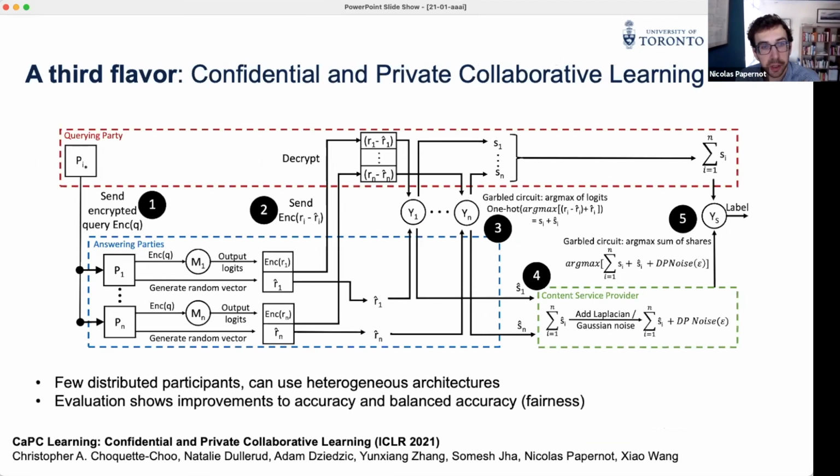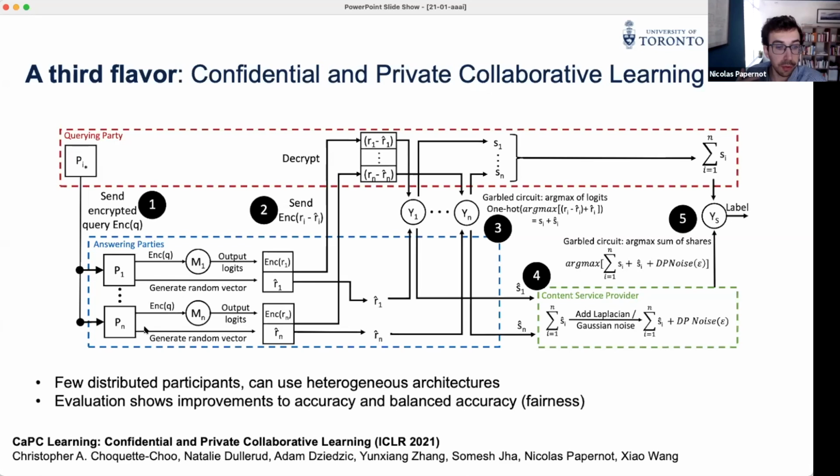One good example of this is the healthcare motivation that I discussed earlier. If you have different hospitals, you can imagine that sometimes patients come in that are unusual compared to the distribution of patients they have seen so far. They might not have the right training data for their model to predict on this patient. So here they are asking other hospitals for their opinion on this specific patient. The data is sent encrypted so that the hospitals, the responding parties, are unable to read the input that they're predicting on.